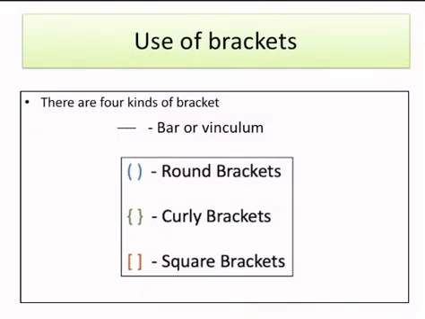So now let's get to know a bit about brackets. So there are 4 kinds of bracket. One is bar, second is round bracket, third is curly bracket, fourth is square bracket. Okay, so there are 4 kinds of brackets, that is bar, round, curly, and square bracket. That round bracket is also known as parenthesis, curly bracket is known as braces, and square bracket is also known as big brackets. Okay.